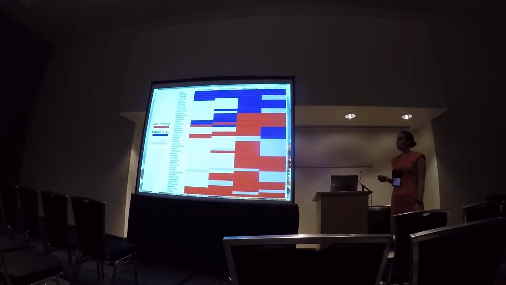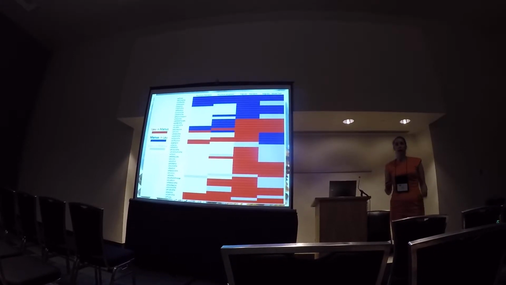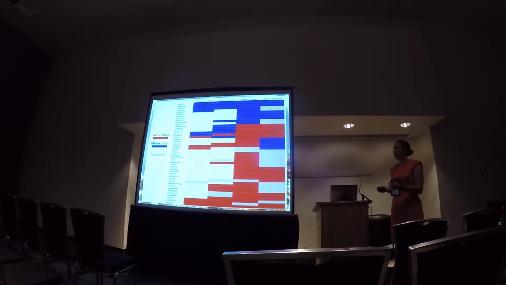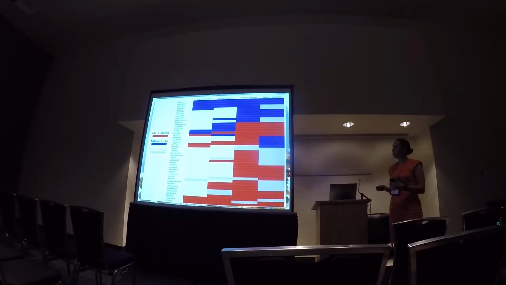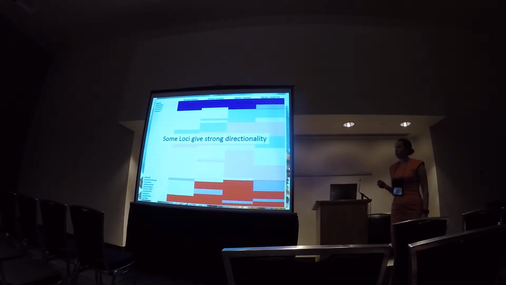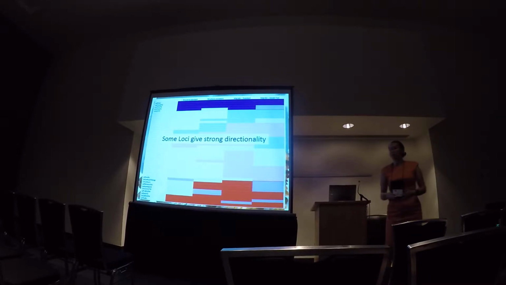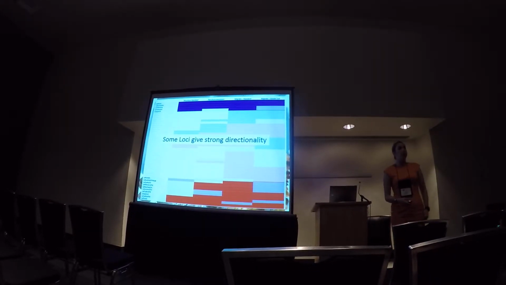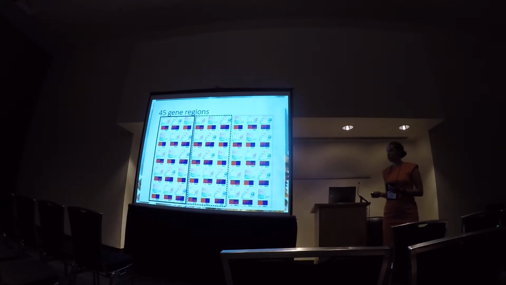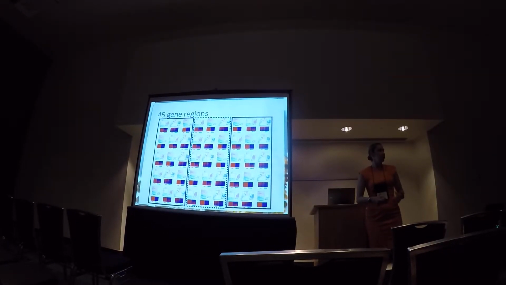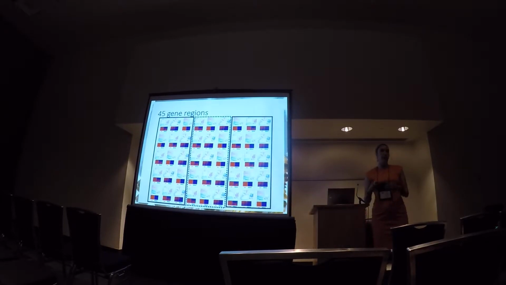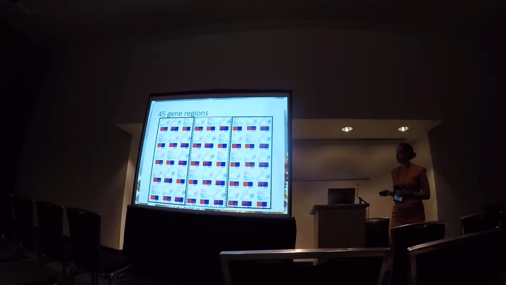And what you can see is in the middle you see a lot of genes with either little signal or sort of mixed signal, but on the ends you see some loci that show strong directionality in either direction. So this is sort of the first pass where we looked at each of the loci independently. But we can also start to group them into groups of 15 or look at them all together to get a bigger picture of what's going on.